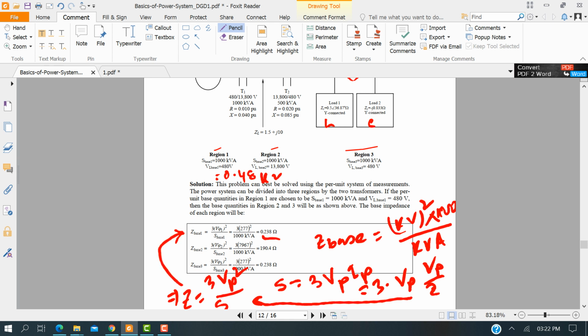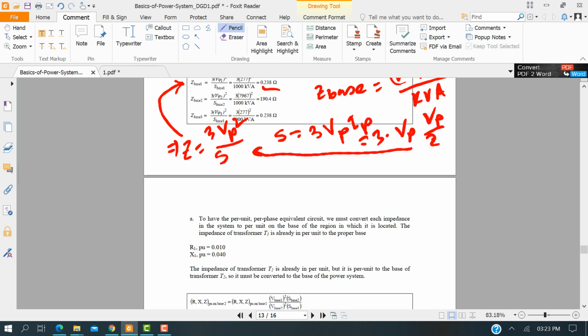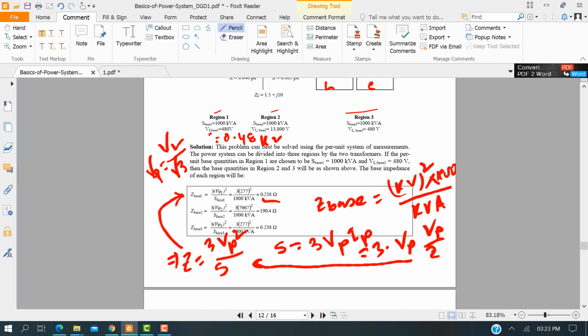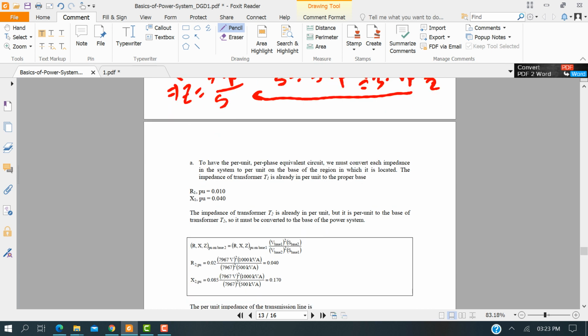So we can do it the same way, but remember that here the voltage value put is 277, while here it is shown as 480, because what we need is a phase value, and the phase value can be written as VL divided by root 3. Here you see there is a line value, 480, divided by root 3, we get 277. And similarly for all the other cases, go down. It's the base values in the three regions 1, 2, 3.